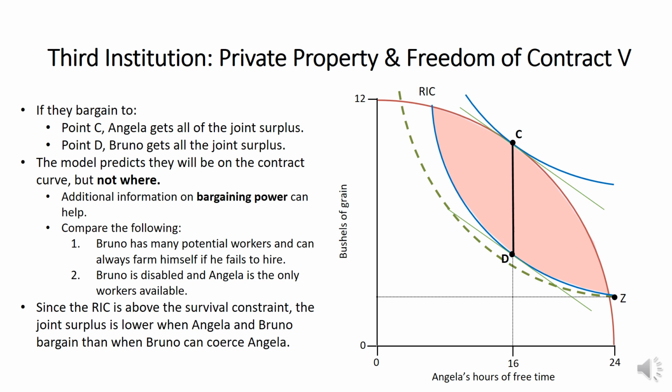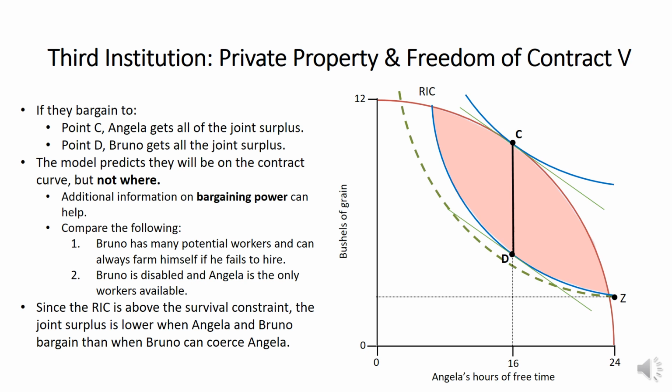They may bargain to point C, where Angela would get all of the joint surplus, or point D, where Bruno would get it, or to some point in between. And we don't really know for certain where they're going to end up. It depends on the kind of bargaining power that they each have. There are things that we haven't represented in the model that probably would influence whether they would end up closer to C or closer to D.